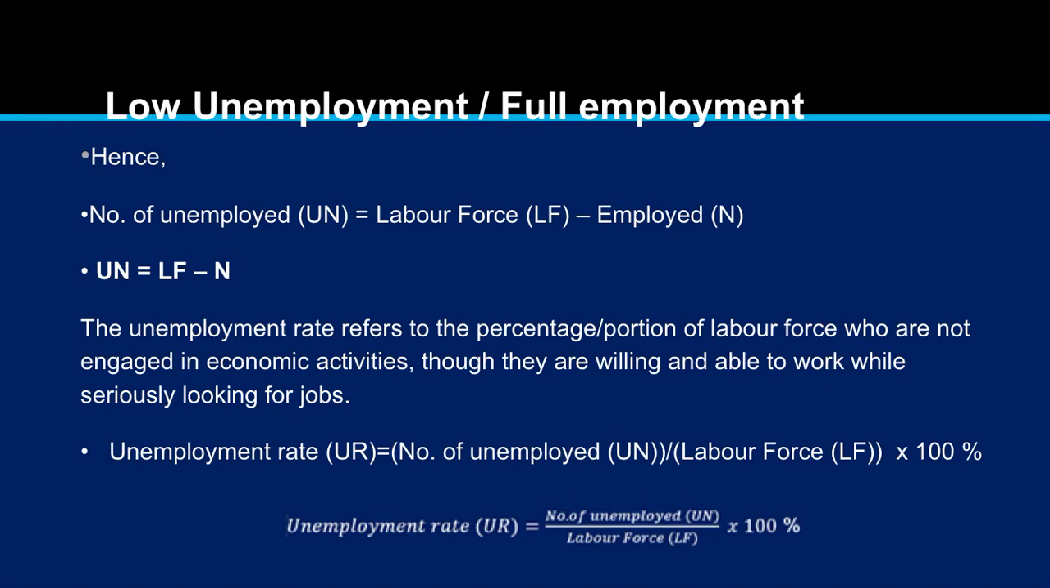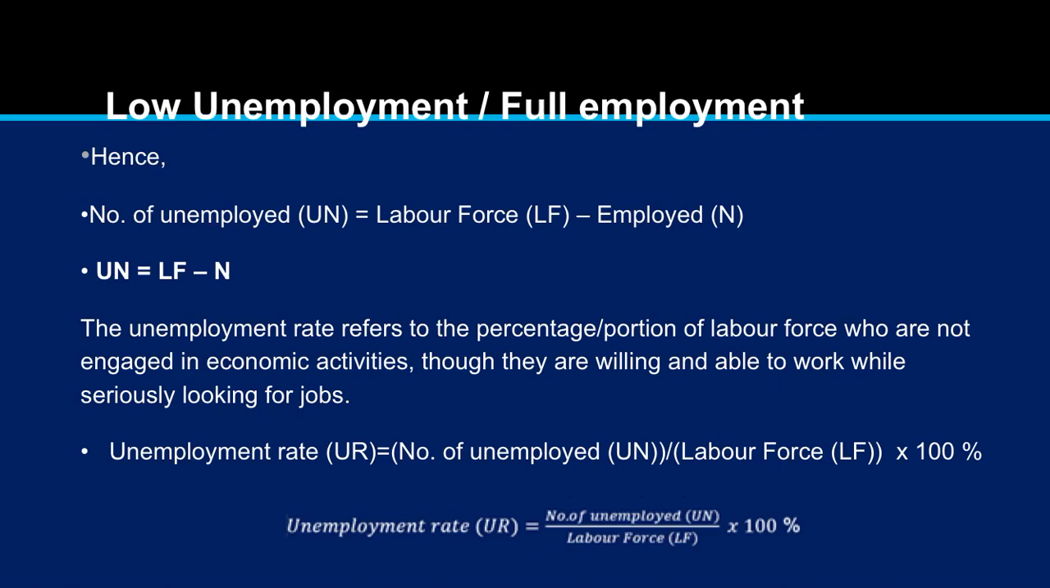The formula to calculate the unemployment rate is the number of unemployed in the labor force divided by the labor force times 100%. I repeat, the unemployment rate in a country is equal to the number of unemployed divided by the labor force times 100. In short, UR equals UN divided by LF times 100%.